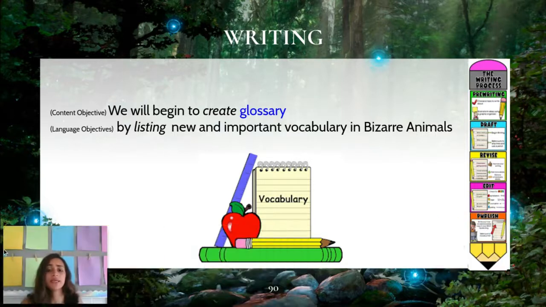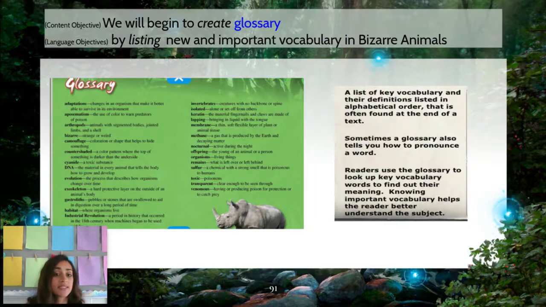Our objective for writing is to begin to create a glossary by listing new and important vocabulary in Bizarre Animals. You're going to have the opportunity to create your own glossary. Once again, here's the example of the glossary that we just looked at from Bizarre Animals. We could see that the list of vocabulary and their definitions are listed in alphabetical order. That is often found in the end of a text. Sometimes a glossary even helps you to pronounce a word. Readers use the glossary to look up key vocabulary words to find their meaning. And knowing these vocabulary helps a reader better understand the entire subject or main idea of the book.